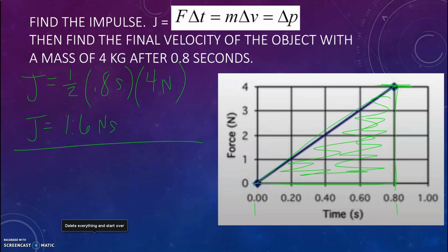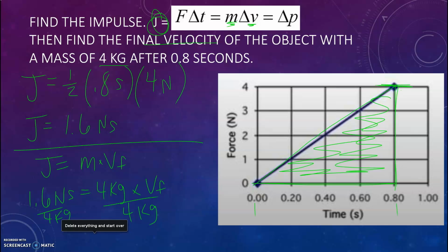And then again, we're being asked to find the final velocity of the object with a mass of 4 kilograms after 8 seconds. So we have the impulse, we know the mass, and again, we're looking for the final velocity. And just like before, it doesn't tell us an initial velocity, so we assume it's 0. So we're using the same equation: impulse is equal to mass times the final velocity. So impulse is our 1.6 newtons times seconds, and it's equal to our mass of 4 kilograms times our final velocity. So of course we need to divide by 4 kilograms on both sides.